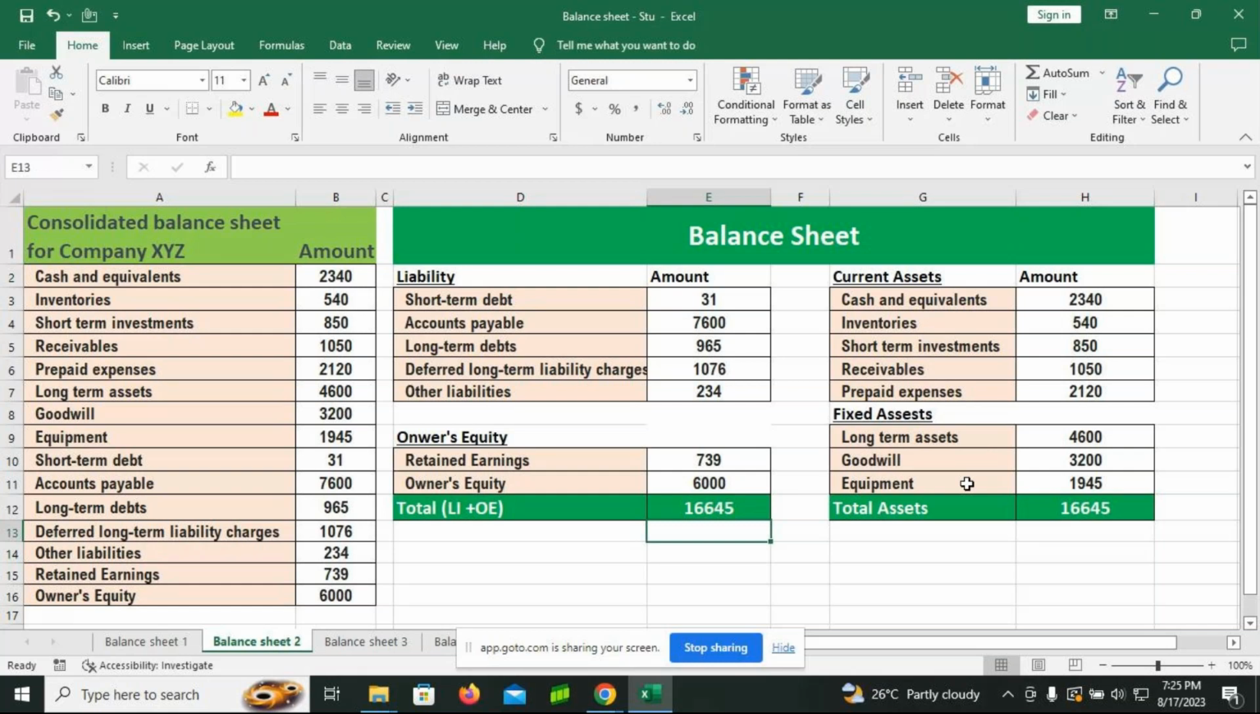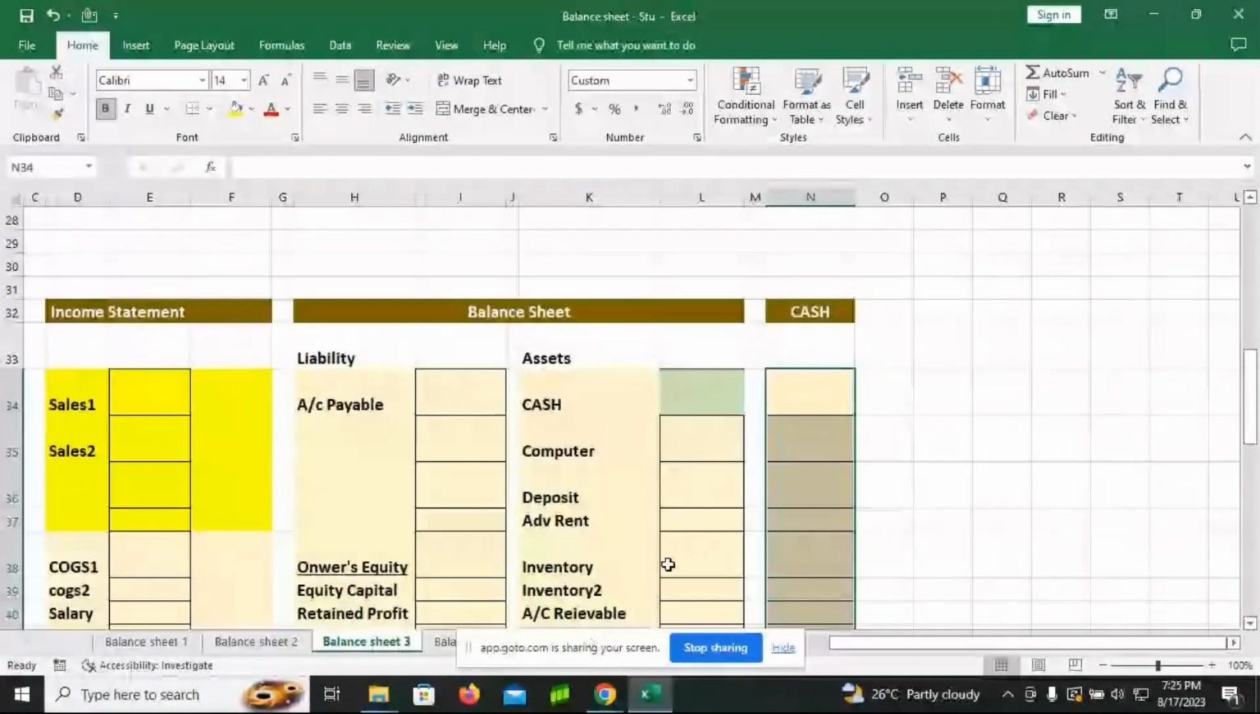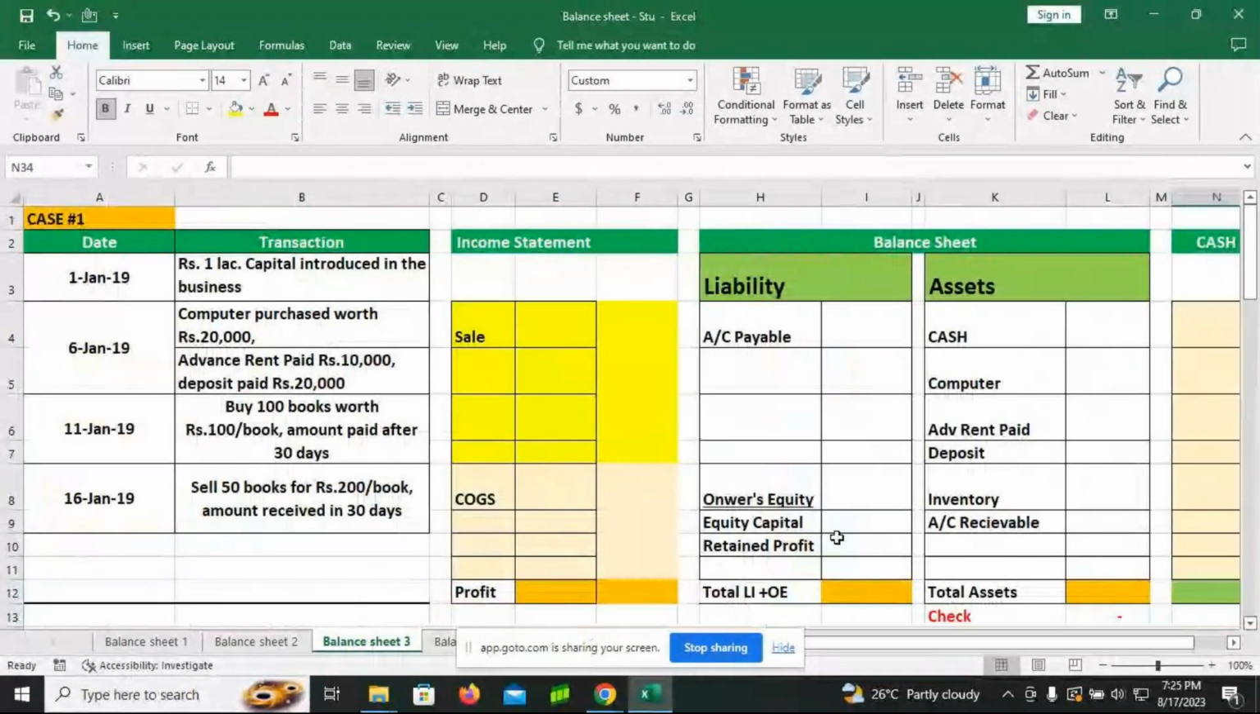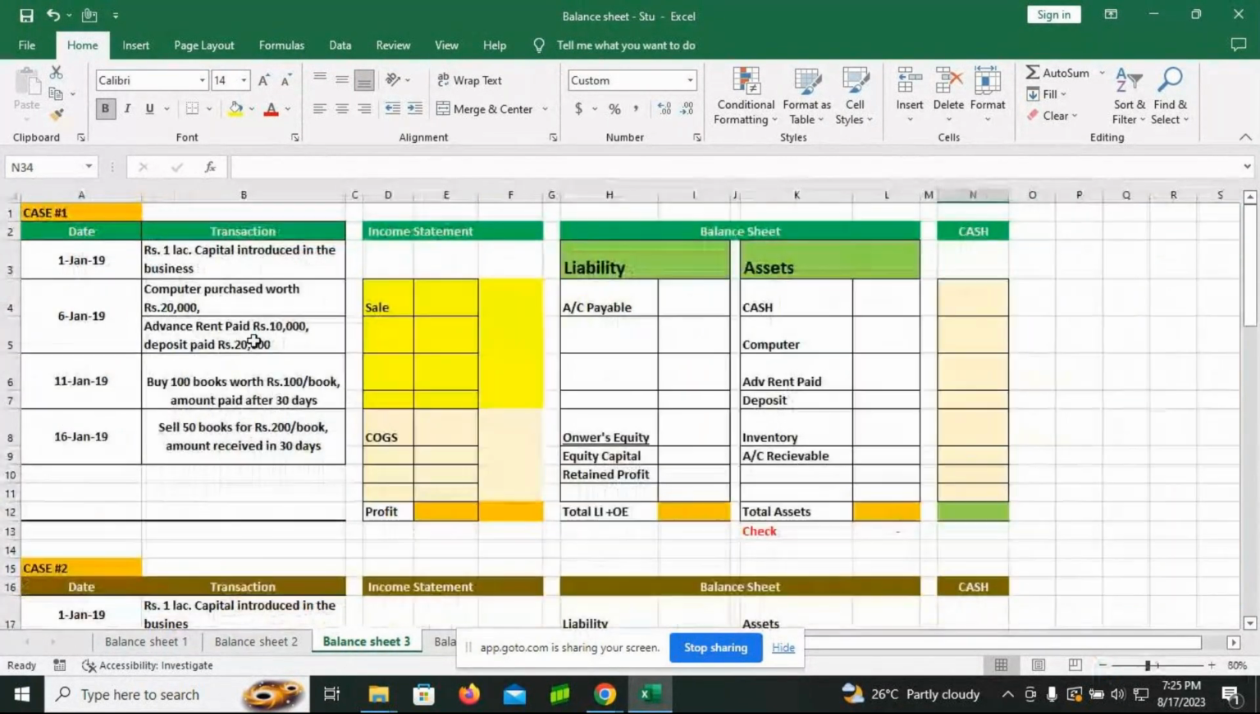Yes, ma'am. Okay. So let's go to balance sheet 3, case 1. Now here, based on the transactions, I have to prepare the balance sheet, income statement, and cash flow statement. All the three I have to prepare. Okay, so one by one, let's do it.